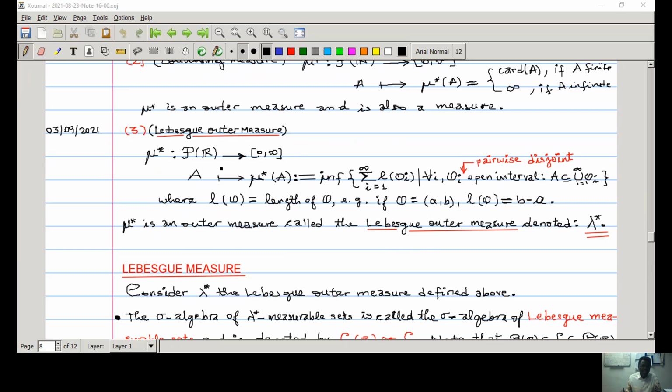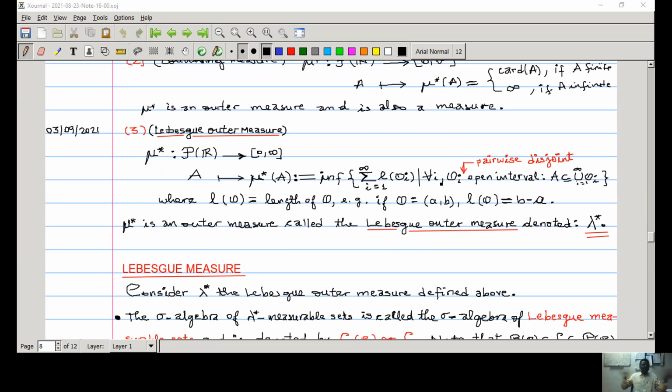Obviously, if A is an interval, the cover will depend on whether A is an open or closed interval or a semi-interval. A semi-interval means it can be open on one end and closed on the other, and vice versa. So if A is an interval, now the cover that you'll be taking here will be the smallest open interval that contains that interval.